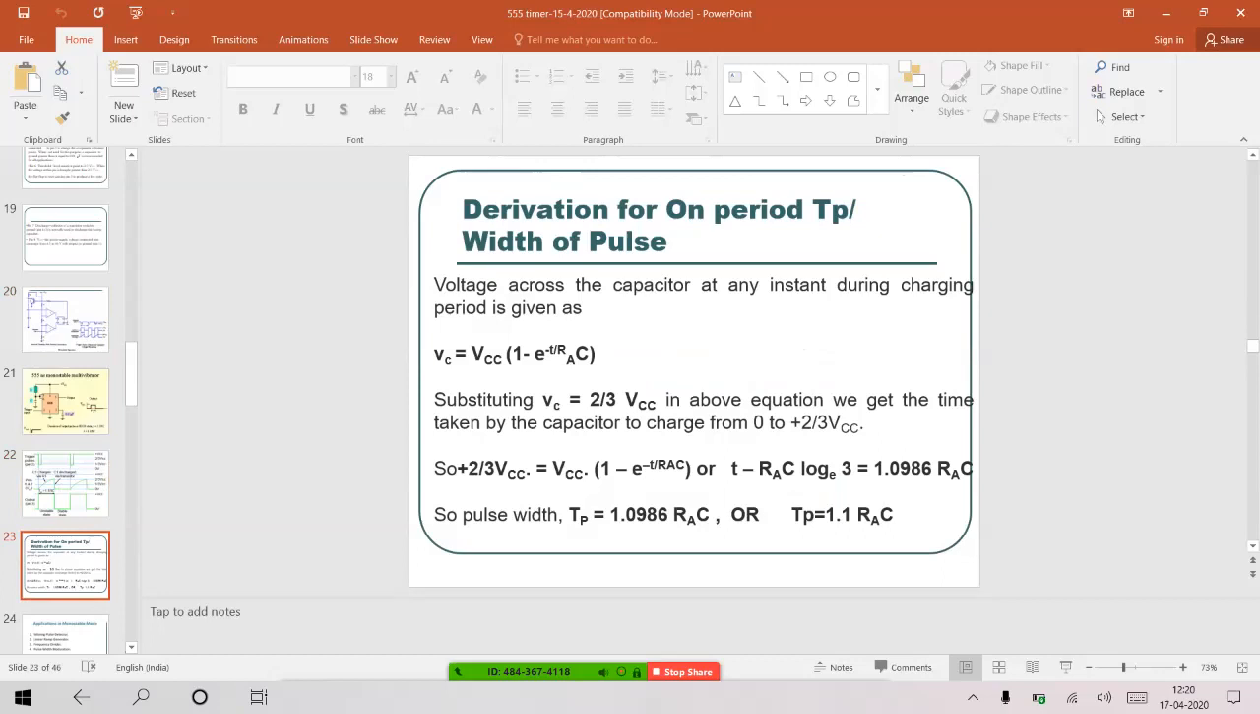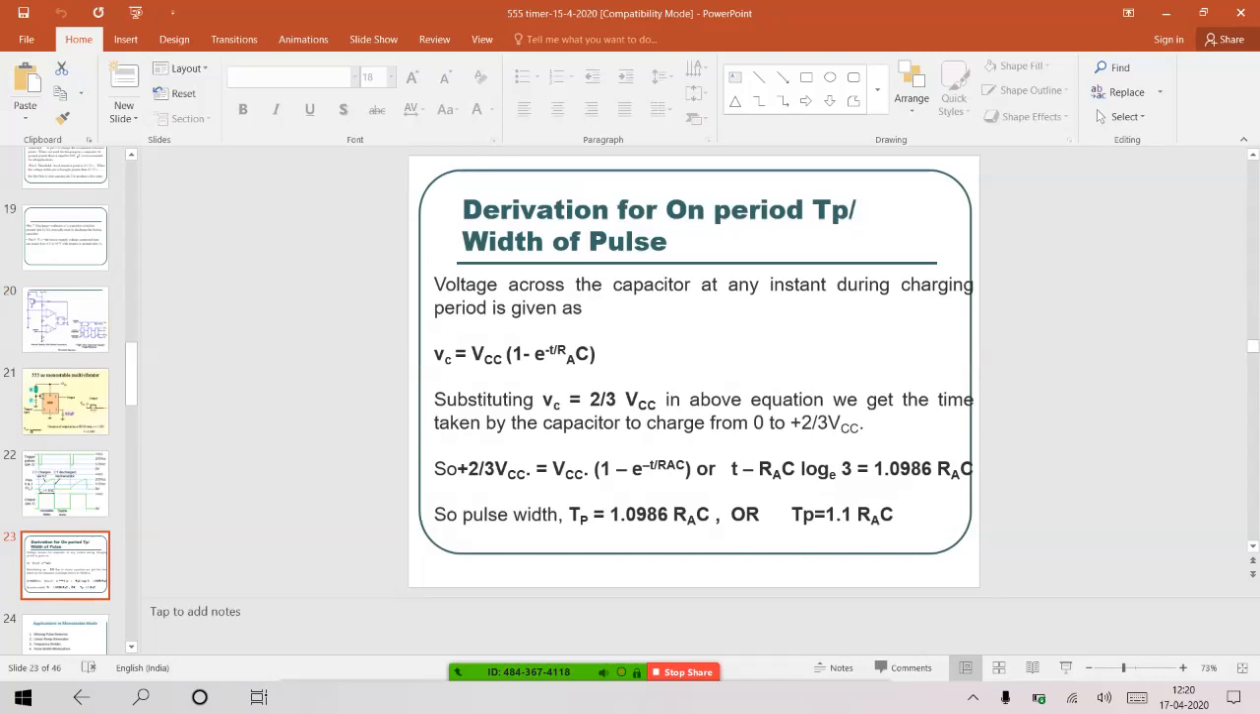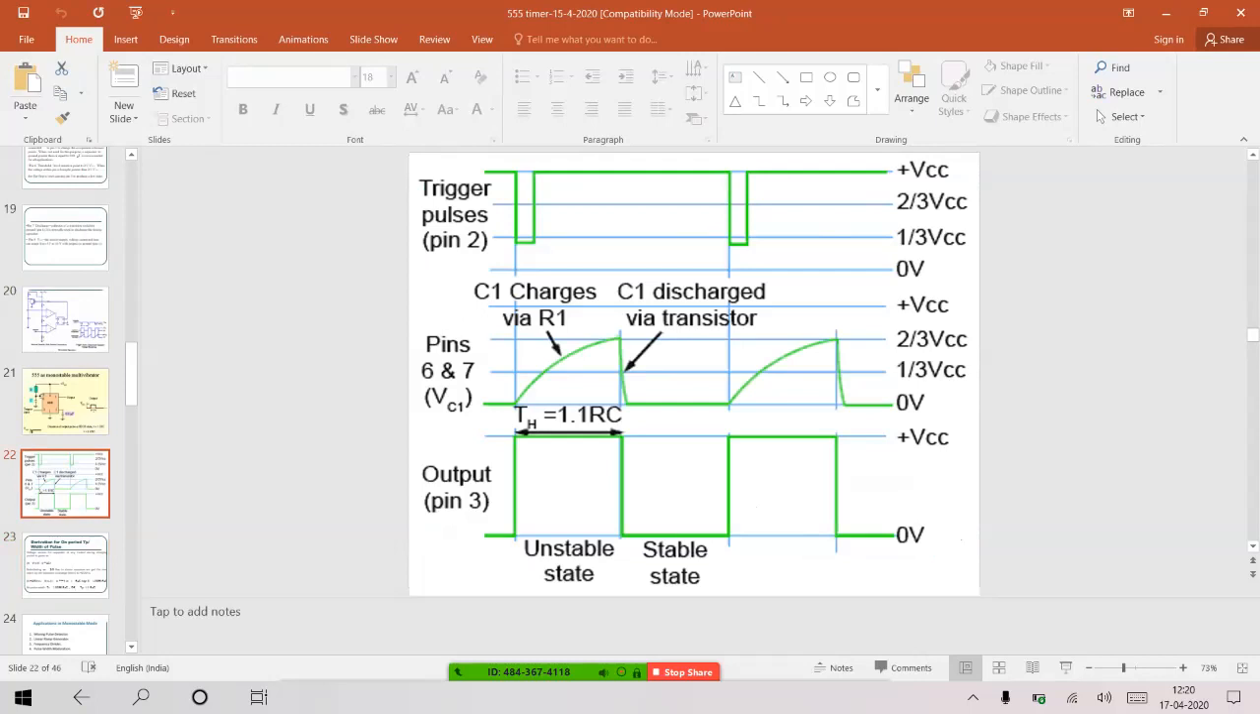It can be expressed like this: VC is equal to VCC, the capacitor voltage is equal to the supply voltage into bracket 1 minus e to the power minus t by R into C. Since I have connected resistor RA in the circuitry, the block diagram I showed in the beginning, that's why I'm using the RA term, and C as it is. This 1 minus e to the power minus t by RA into C indicates my waveform is an exponential charging waveform.